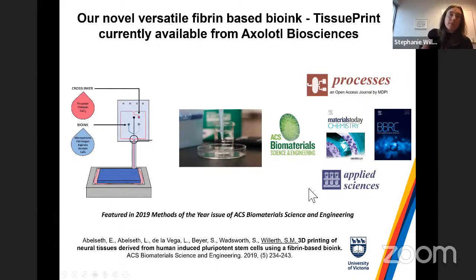And when we initially published our formulation of TissuePrint, it was featured as one of the 2019 methods of the year in ACS Biomaterials Science and Engineering. Since then, we've used TissuePrint to print a variety of tissues, as you can see with all of our different publications. Although it was originally developed for neural, through our beta testing network with Axolotl, we found it's really good at printing bone and cardiac and a wide variety of cell types. And if you want to learn more, you can read our papers.